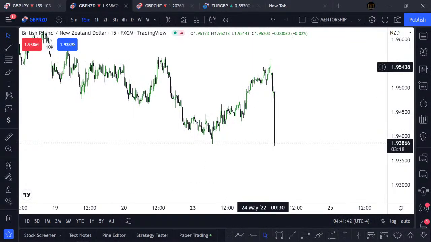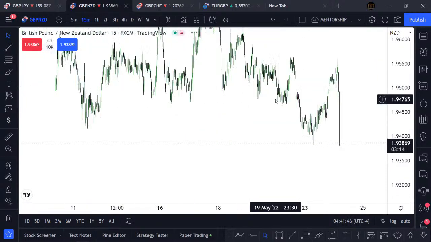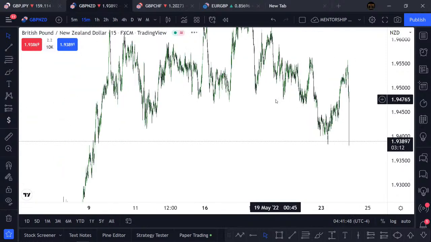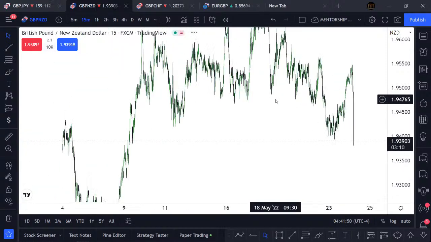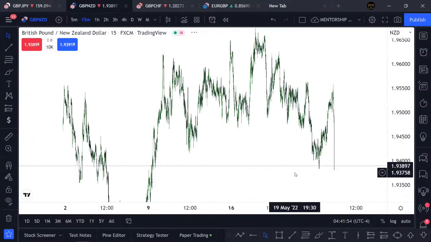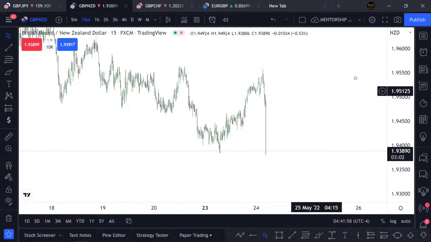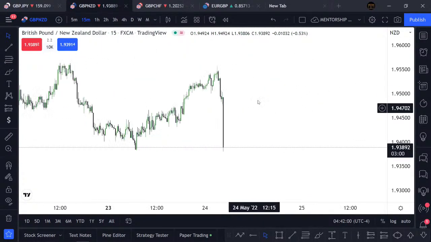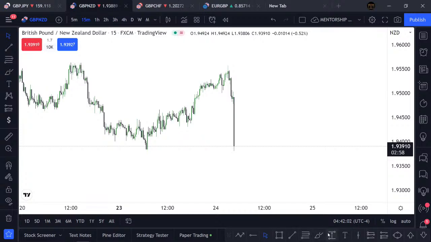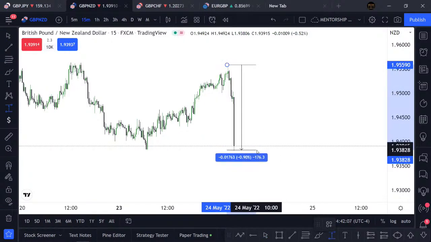This is the pound New Zealand, the GBP NZD. I wouldn't encourage you to trade this because it has already traded below this low. So if you didn't take this, I think it was 100 and something pips as well.